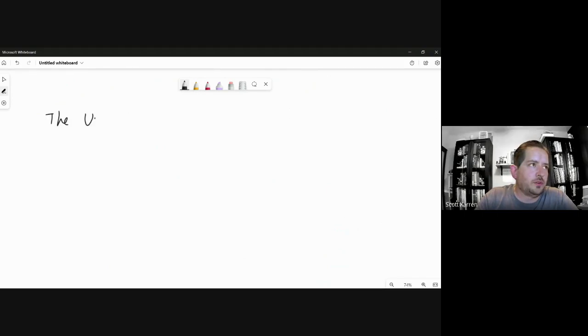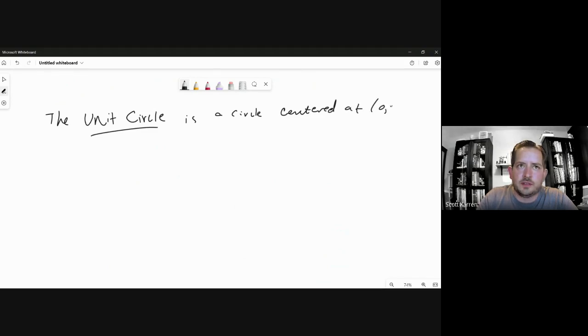The unit circle is used quite a bit, but the unit circle is just a circle centered at the origin, so centered at 0, 0, and with a radius of 1.